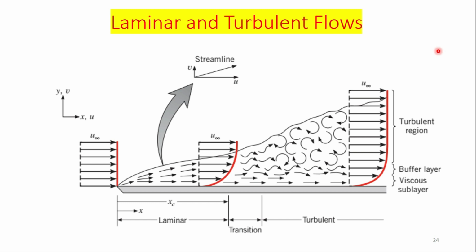Here is a more elaborated picture of the velocity boundary layer in which three different regions are labeled: laminar, transition and turbulent regions. The turbulent region has further three layers: the viscous sublayer or laminar sublayer, the buffer layer and the turbulent region. I have already explained this diagram in the previous slide, but this is, I would say, the more elaborated diagram for the understanding of the velocity boundary layer.